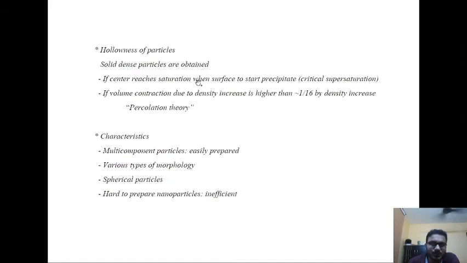Next is hollowness of particles. Solid dense particles are obtained if the center reaches the saturation when the surface starts to precipitate, that is the critical supersaturation. If the volume concentration due to the density increase is higher than 1/16th part, it is known as percolation theory. Now there are a few characteristics of this: multi-component particles are easily prepared, with various types of morphology and spherical particles, but nanoparticles are hard to prepare, which is why it is inefficient.